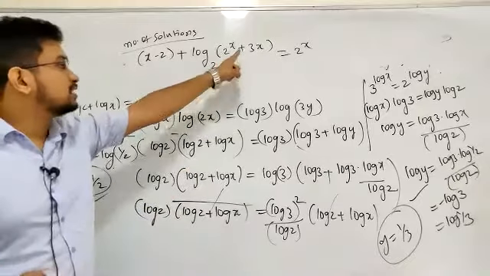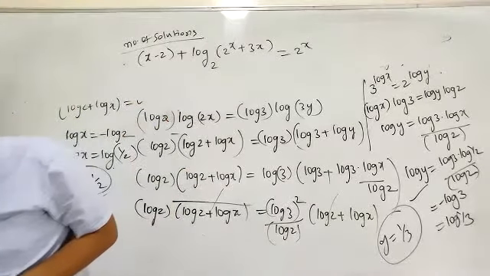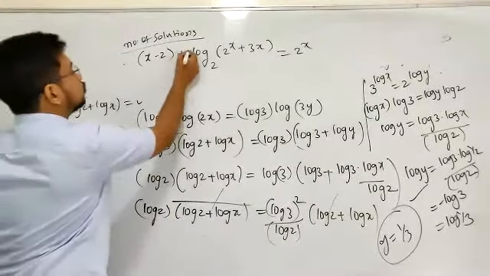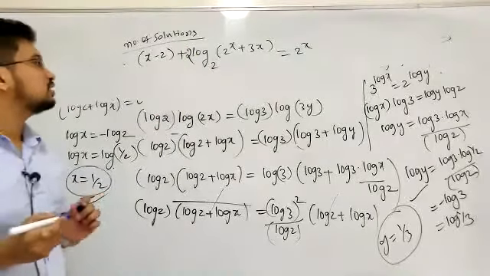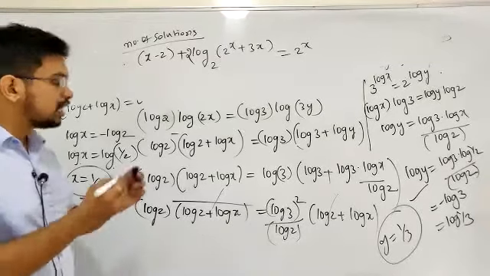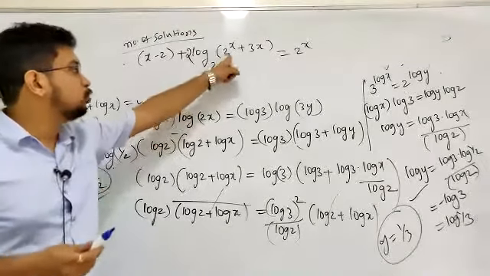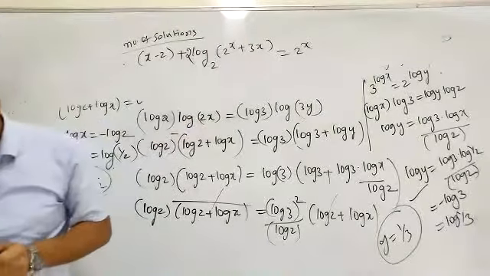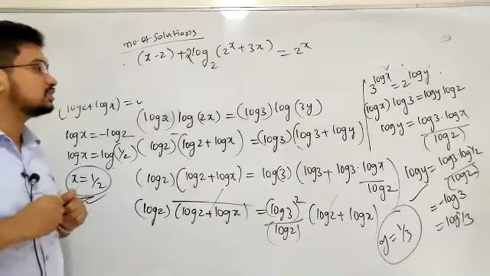This is 2 power x and that is 3x. Sorry, now please change that question. This is x minus 2 plus 2 log to the base 2, 2 power x plus 3x is equal to 2 power x. This is 2 power x and this is 3x. That is the question.